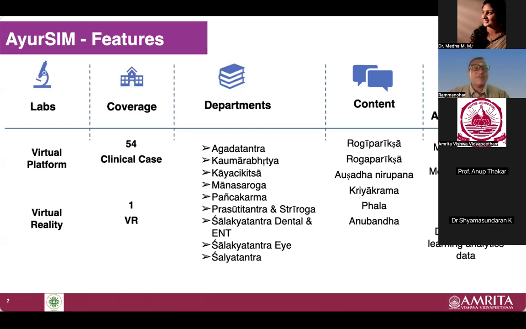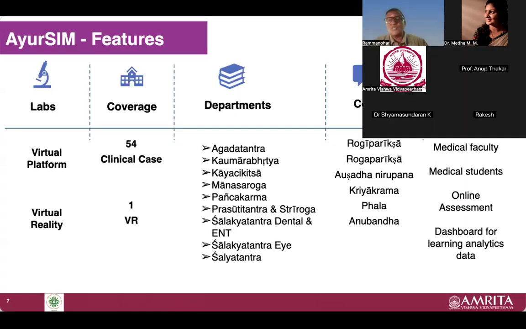It covers 54 clinical cases with 1 VR. And I already mentioned, I'm not repeating it. The departments covered and the modules are Rogi Pariksha, Roga Pariksha, Aushatha Nirupana, Kriya Krama, Phala, Anubandha, and training and assessment. The features are, it can address the needs of medical faculty and medical students, online assessment, and there is a dashboard for learning analytics data.